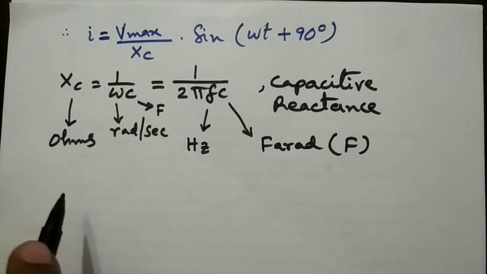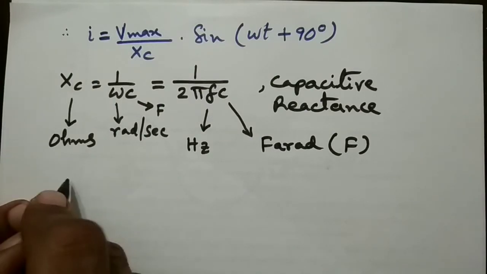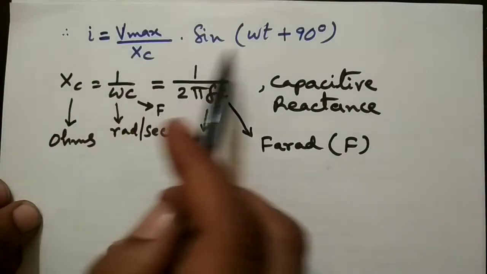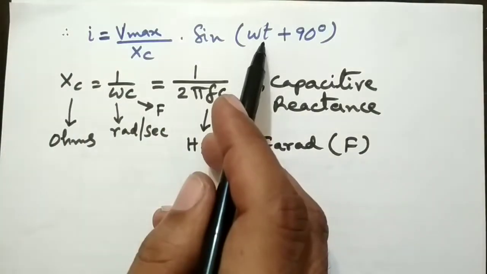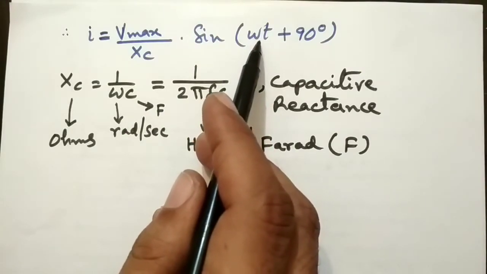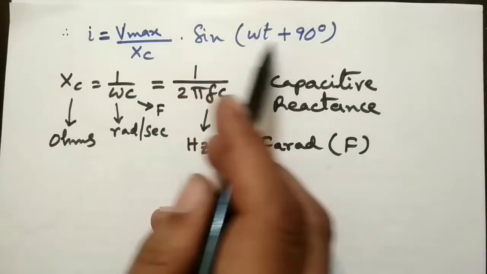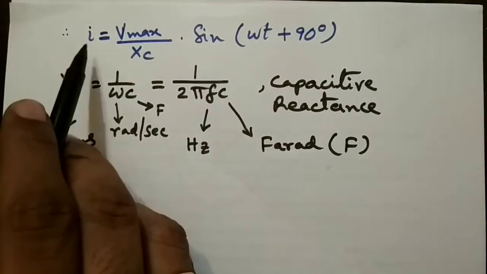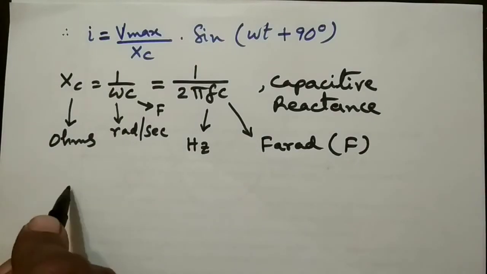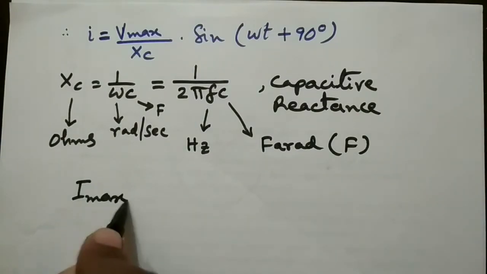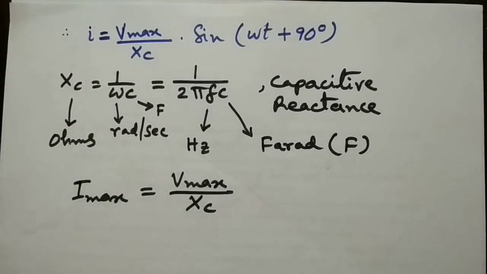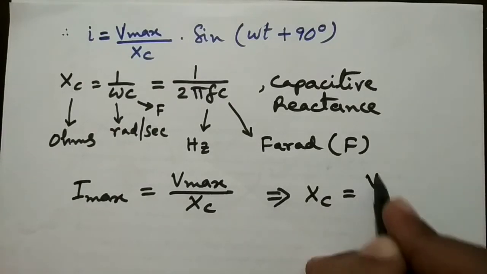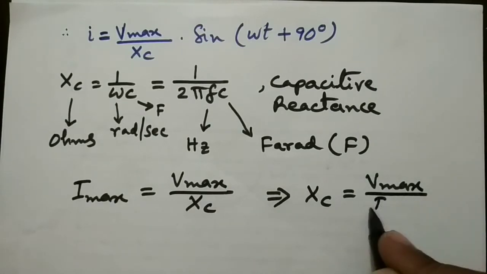Now here the current I is equal to Vmax upon Xc sin(omega t plus 90 degree). Here we can see that the current depends upon time, and if the time is 0, then it will be sin 90 degree. Therefore the value of the current will be maximum, and the maximum current can be represented as Vmax upon Xc. From here we can write Xc is equal to Vmax upon Imax.